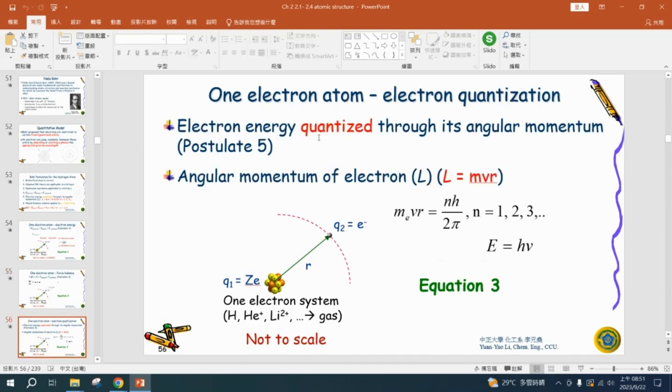And then another postulate leads us to find another equation, which is that the angular momentum of the electron is quantized. So the angular momentum of the electron is equal to n, an integer, times the Planck constant divided by 2 pi. So this is quantized because n is equal to 1, 2, 3, 4. So this is equation three.